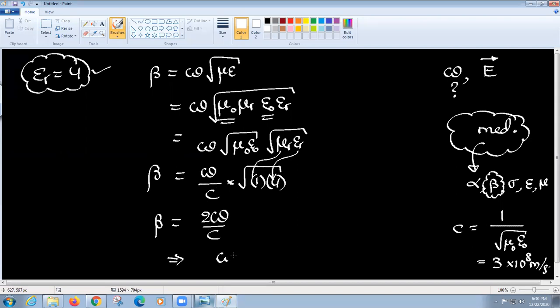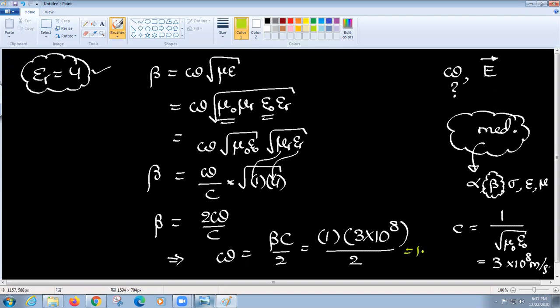So from this, omega is equal to what? Beta c over 2. And beta we already found from the H equation: beta equal to 1. C, as you know very well, is 3 times 10 to the power of 8 meter per second, divided by 2. Okay, so you just calculate this. 3 over 2 is 1.5, so 1.5 times 10 to the power of 8. And we are finding omega, so the unit is radian per second. That's it.